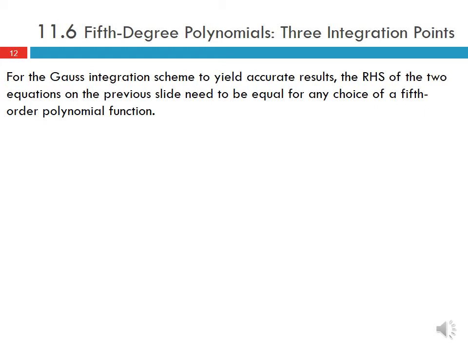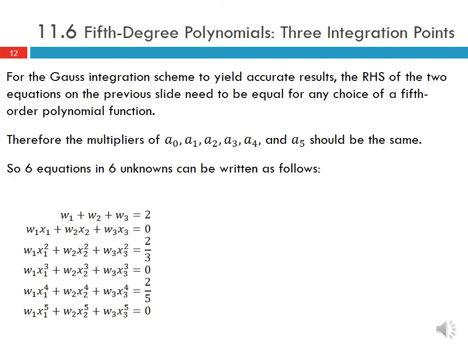So for the Gauss integration scheme to yield accurate results, again, the right-hand side of the two equations on the previous slide need to be equal for any choice of a fifth order polynomial. So this means the multipliers of a0, a1, a2, a3, a4, and a5 should all be the same. This gives us 6 equations in 6 unknowns, as shown here.